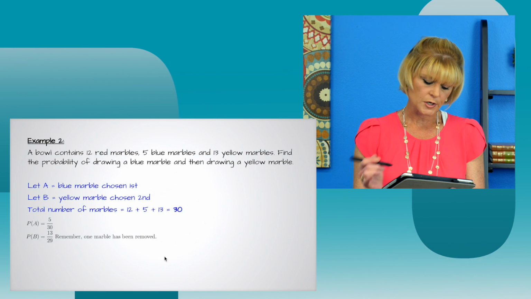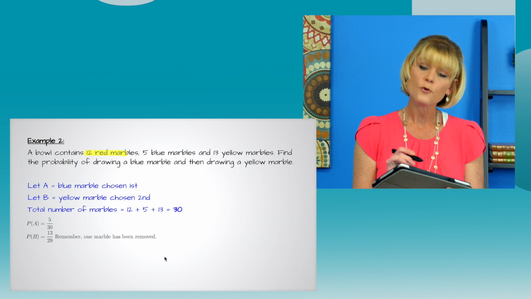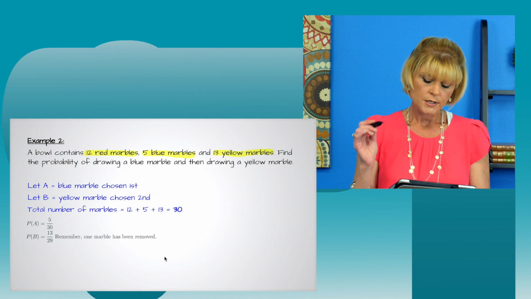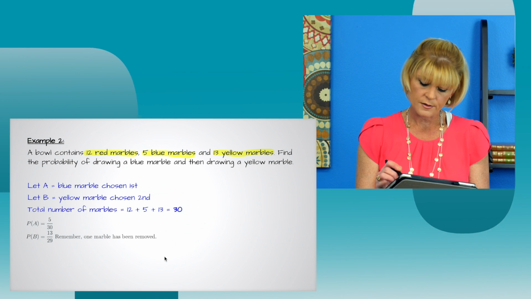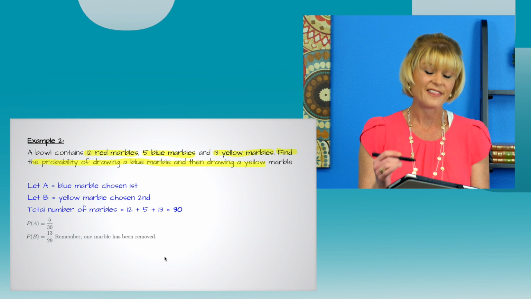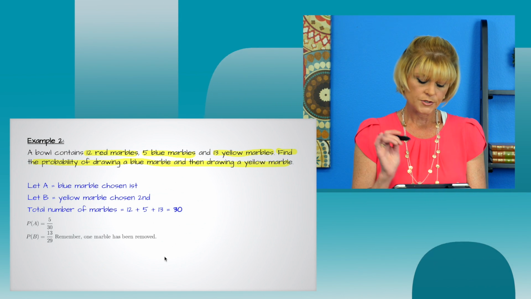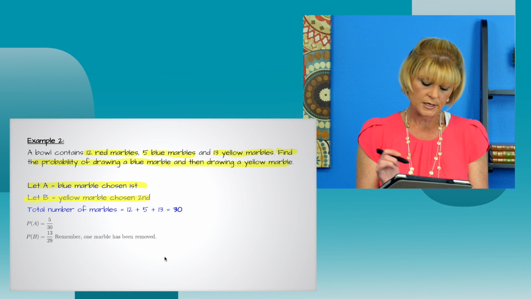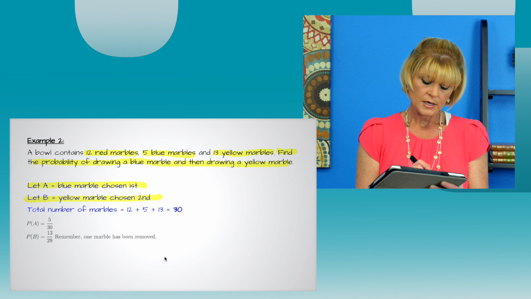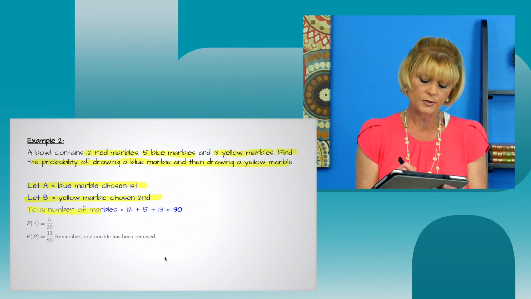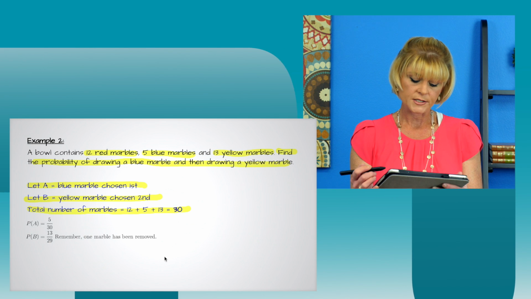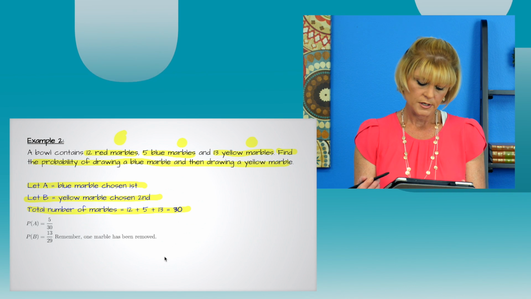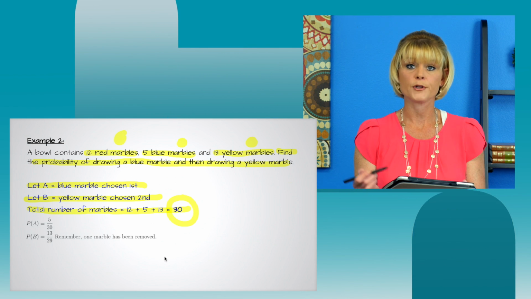Let's look at another example. A bowl contains 12 red marbles, 5 blue marbles, and 13 yellow marbles. We're being asked to find the probability of drawing a blue marble and then drawing a yellow marble. We're going to let A equal the blue marble being chosen first and B equal the yellow marble being chosen second. Let's quickly write down the total number of marbles: 12 plus 5 plus 13, which we got out of the question. So we have a total of 30 marbles.